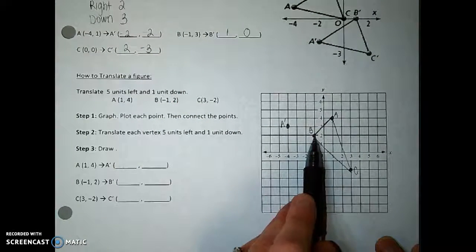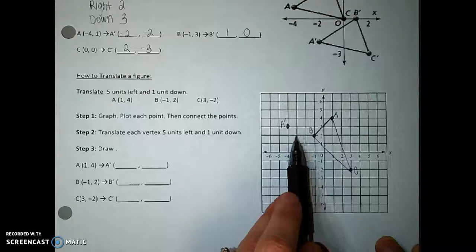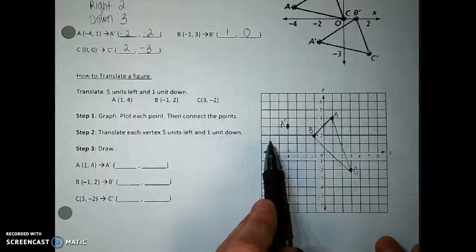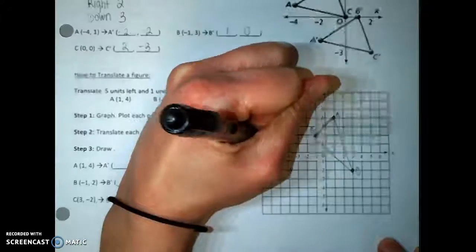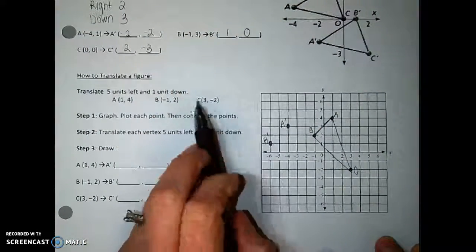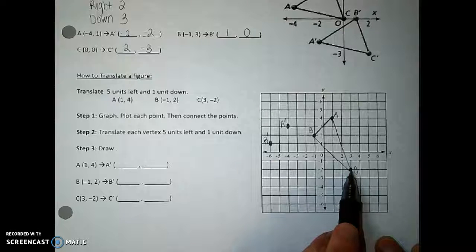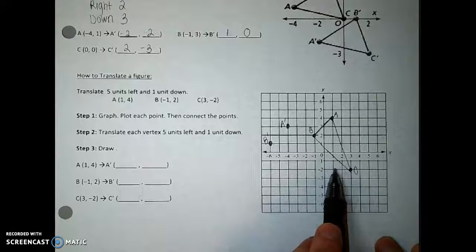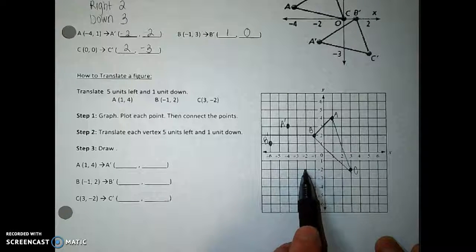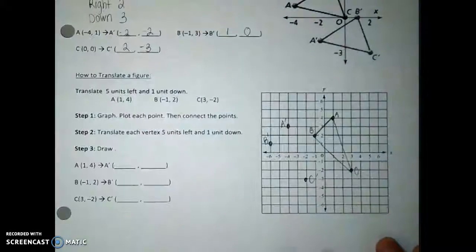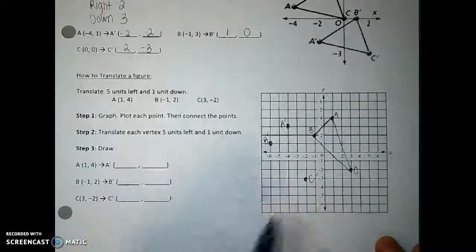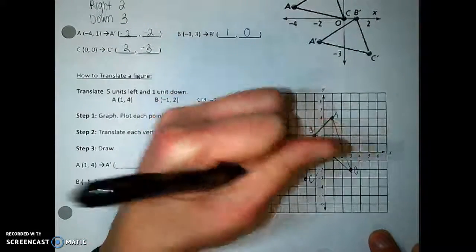B is at negative 1, 2, and then we're going to move 1, 2, 3, 4, 5 units left, 1 unit down, so it's going to go right here. So that's B prime. And then C, we go from 3, negative 2, we go left, 1, 2, 3, 4, 5, and then we go 1 unit down. So that's going to be my C prime. And then now that I have those 3 points, I'm ready to connect my points, just like we see in step 2.